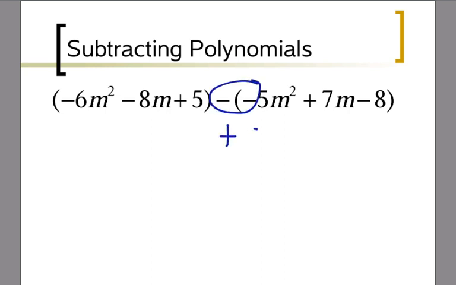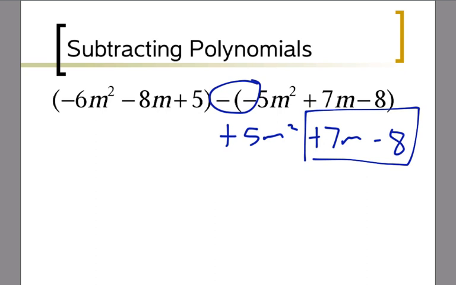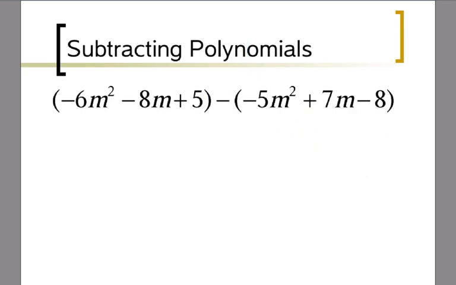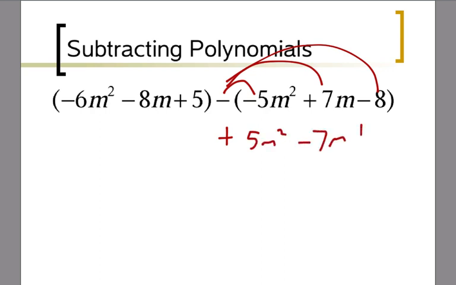And they'll write plus 5m squared, and then they'll say plus 7m minus 8, and they don't change these last two for some reason, because our eyes just see that it goes with that first thing. But we have to remember it goes with the whole second group. So I need to take the negative sign, distribute to all three, and rewrite it to be positive 5m squared minus 7m plus 8. And then the first parentheses just gets brought down. Without the parentheses, I just bring all the information down. Negative 6m squared minus 8m plus 5.